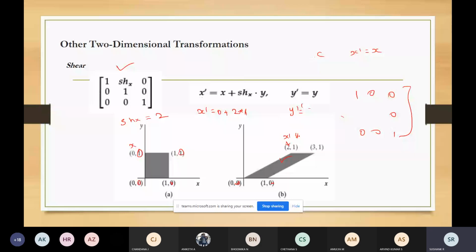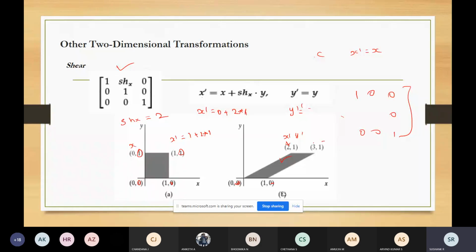Again, for this also, x dash is equal to 1 plus 2 into what was the y dash value? 1. So 1 plus 2 into 1 will be 3. So that's why you're getting 3. Again, y will remain the same. But for here, you're multiplying, y is 0, no? So it will be 0 only. So that's why on the line y is equal to 0, the equation doesn't change.